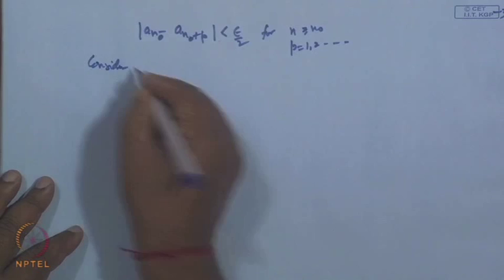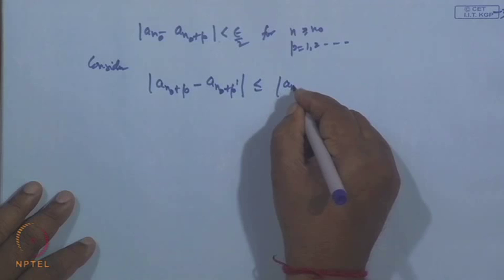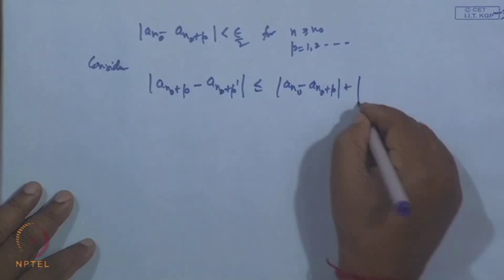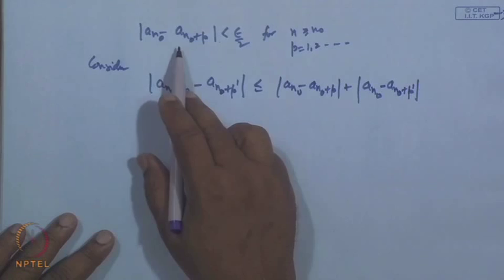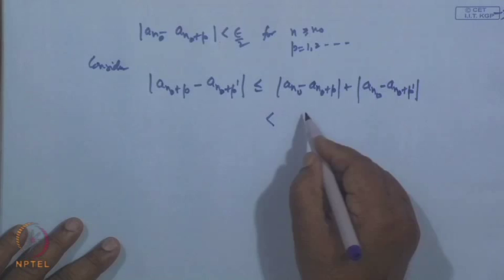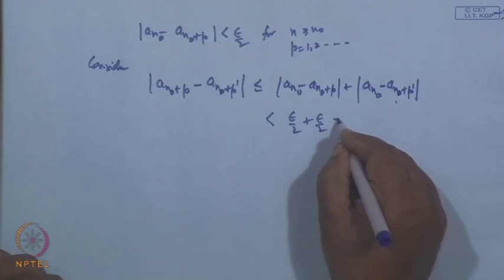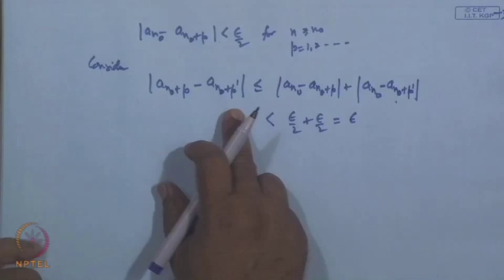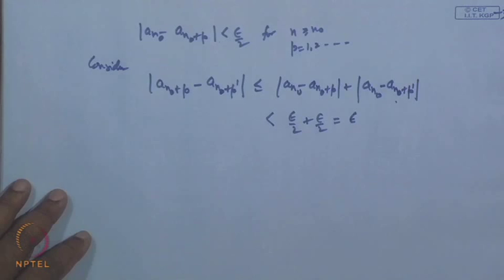Now, consider modulus of a n naught plus p minus a n naught plus p dash. This will be less than or equal to mod of a n naught minus a n naught plus p, plus mod of a n naught minus a n naught plus p dash, just subtracting and adding a n naught. If each is less than epsilon by 2 for n greater than n naught, then we can choose n naught as the maximum value among these, and the total is less than epsilon. So the difference between arbitrary terms will always be less than epsilon after a certain stage, that is, these become n and m. This follows from there.